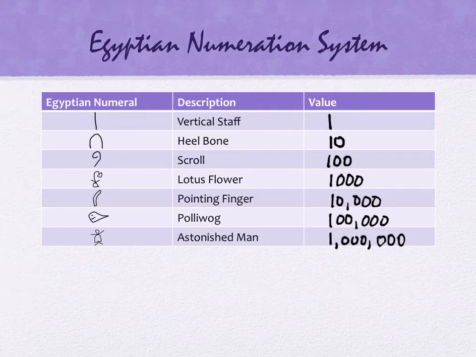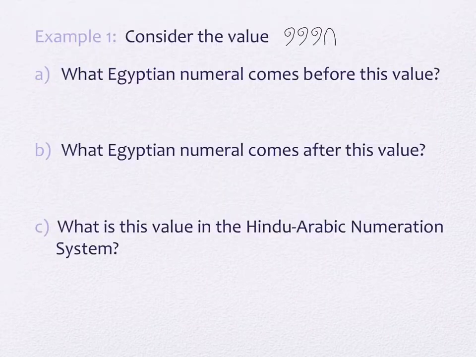This one definitely has some drawbacks too as we start to write it out. So what we're going to do is take one of their numerals. I've drawn it on here. And we're going to figure out first what comes before this value, and then what comes after this value in their system. And then our third thing we're going to do is to actually convert it into our numeral system.